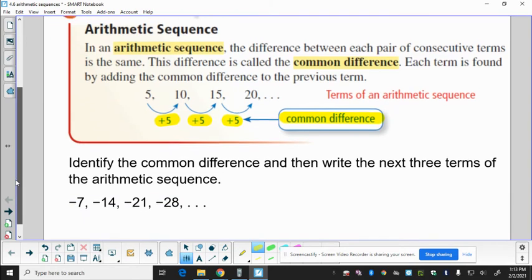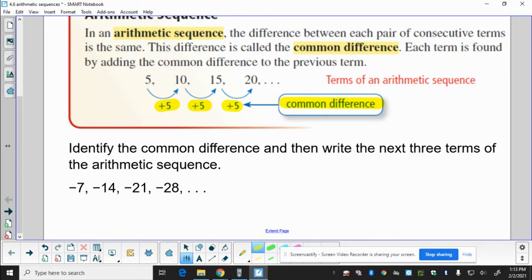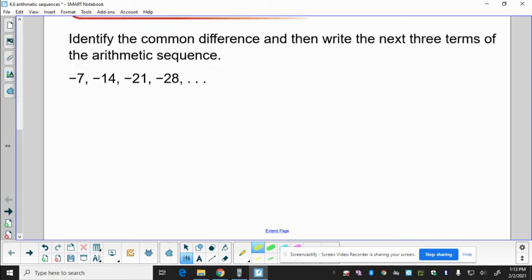Let's take a look at some examples. So, can everybody try to identify what the common difference from this pattern is? And by the way, this is an arithmetic sequence. Okay, so let's see if anyone was able to figure out the pattern. Now, the common way of denoting the common difference is to use the letter D. That's the symbol we'll use for common difference. So what is it? What's happening as we move from one number to the next?